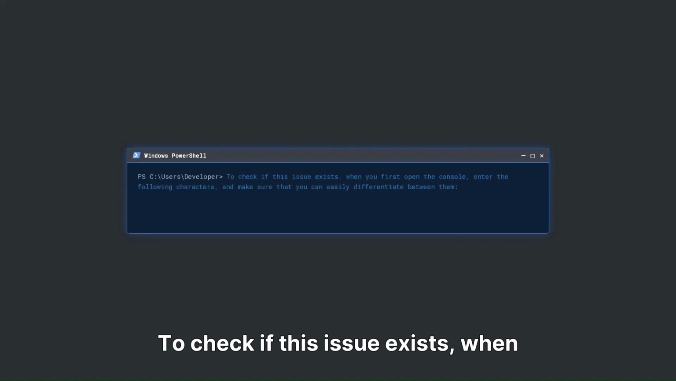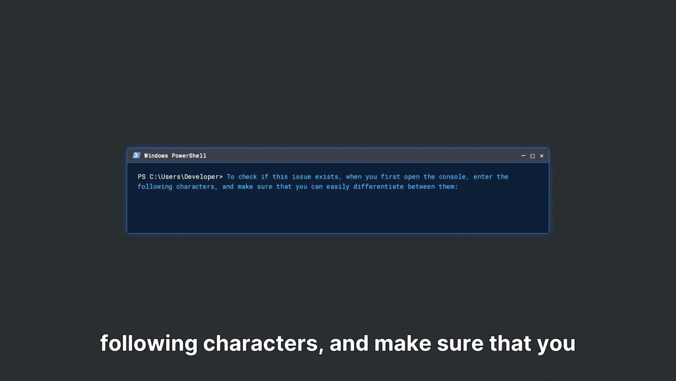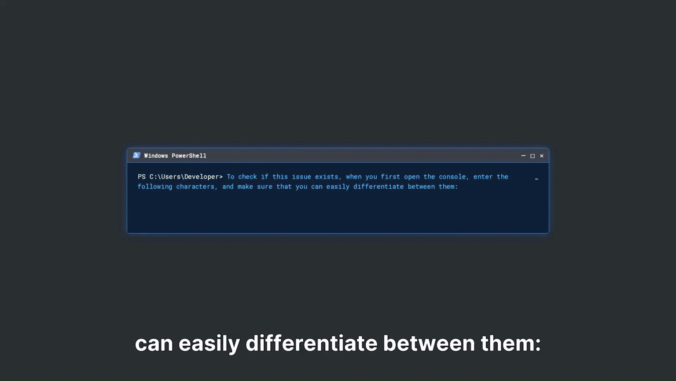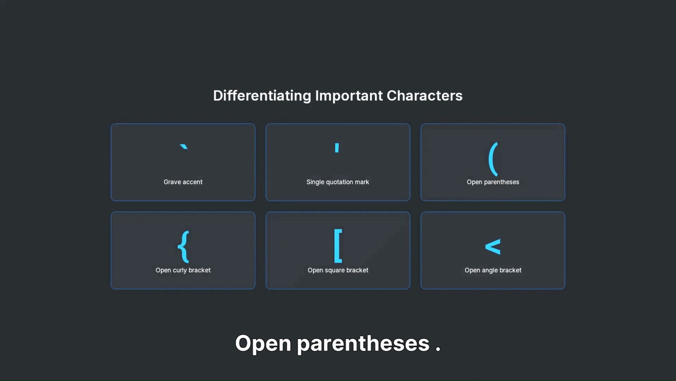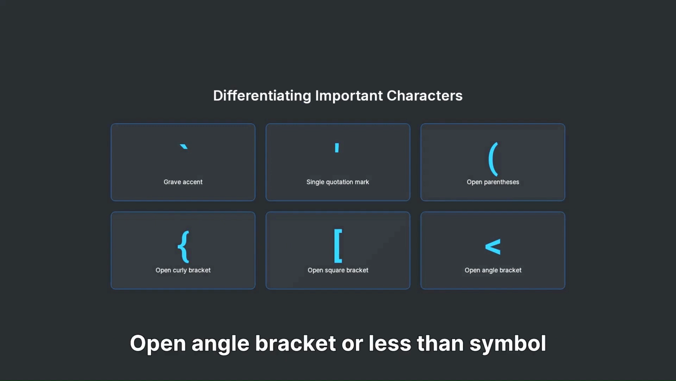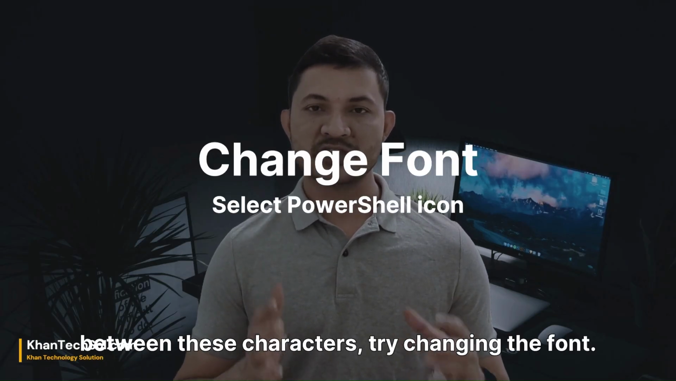To check if this issue exists, when you first open the console, enter the following characters and make sure that you can easily differentiate between them: grave accent, single quotation mark, open parentheses, open curly bracket, open square bracket, open angle bracket, or less than symbol. If you find it difficult to differentiate between these characters, try changing the font.